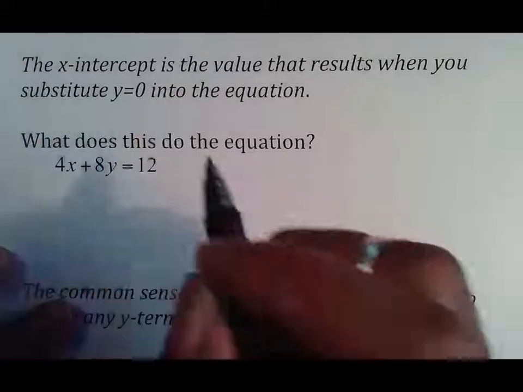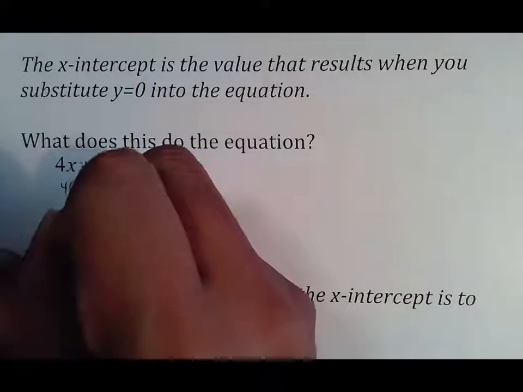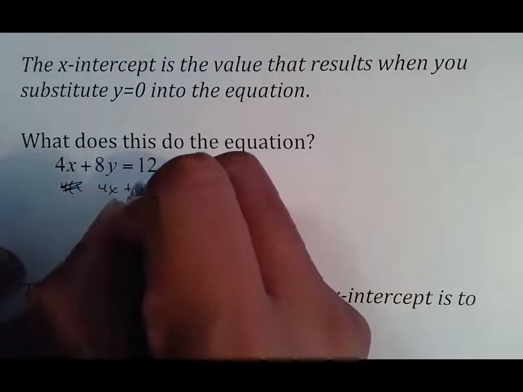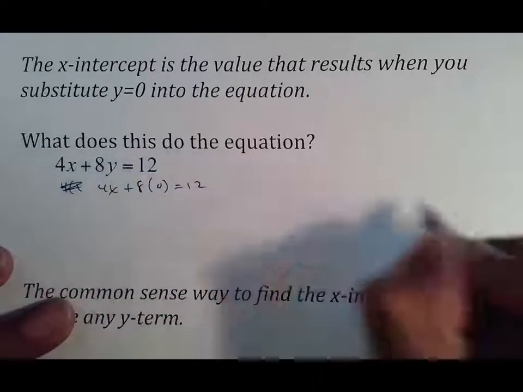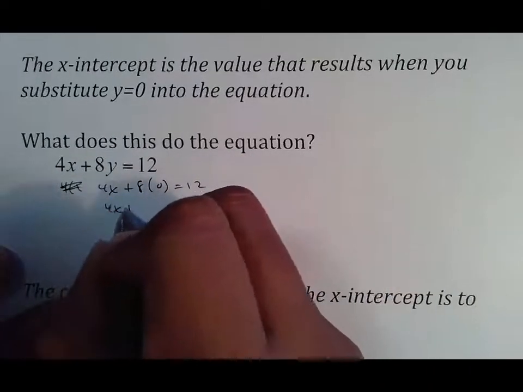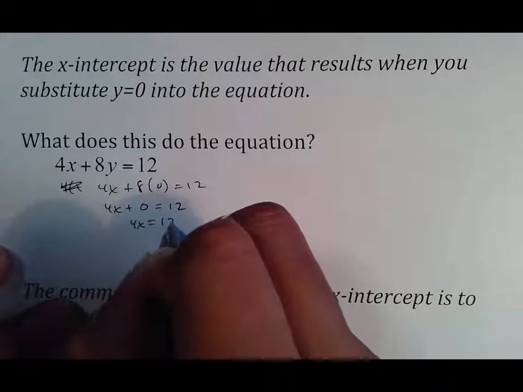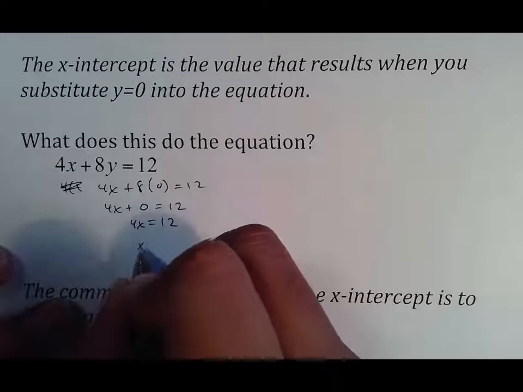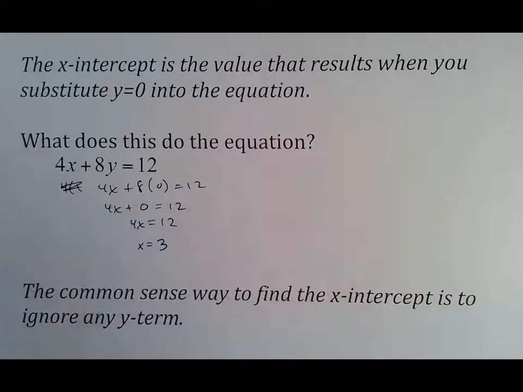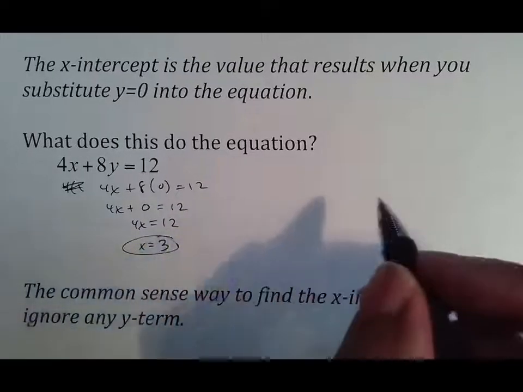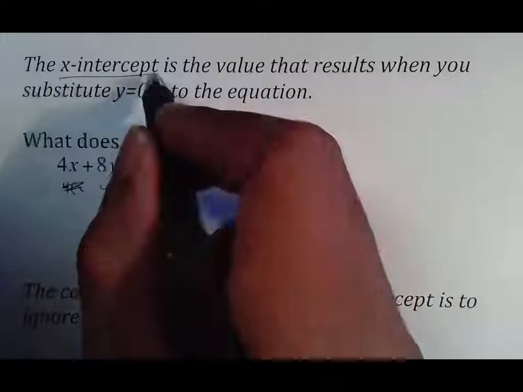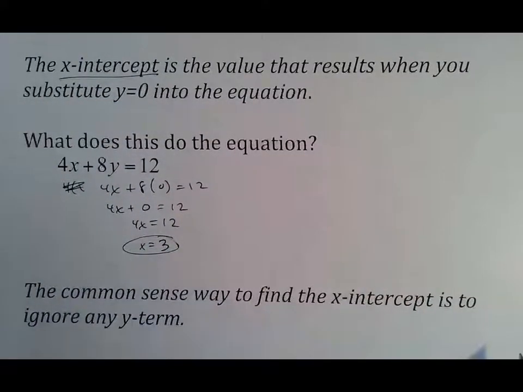But first, watch this. If I plug y equals 0, it ends up being 4x plus 8 parentheses 0 equals 12. 4x plus, this turns into 0 equals 12. Therefore, 4x equals 12. And when you divide by 4, you end up with x equals 3. That is your x-intercept. Notice it says x-intercept, and I wanted my answer to be x equals.